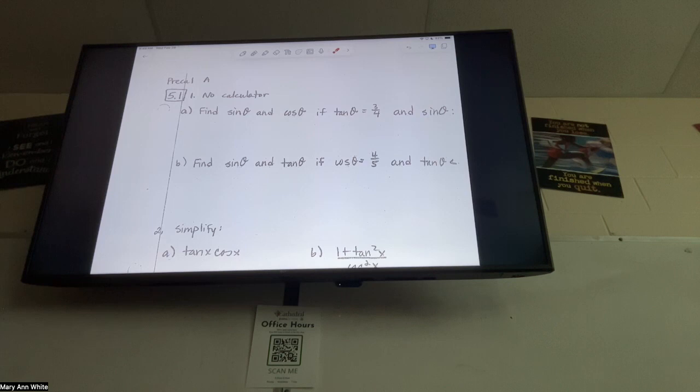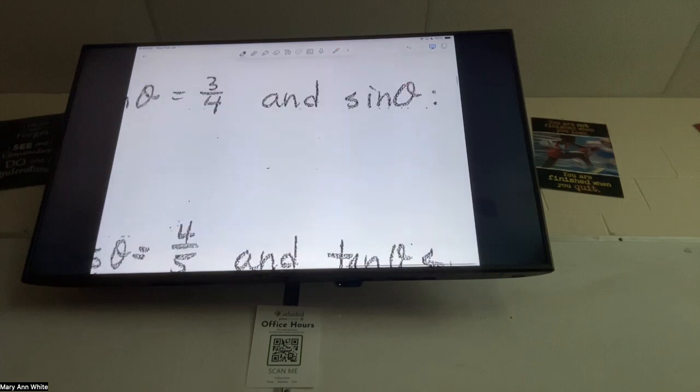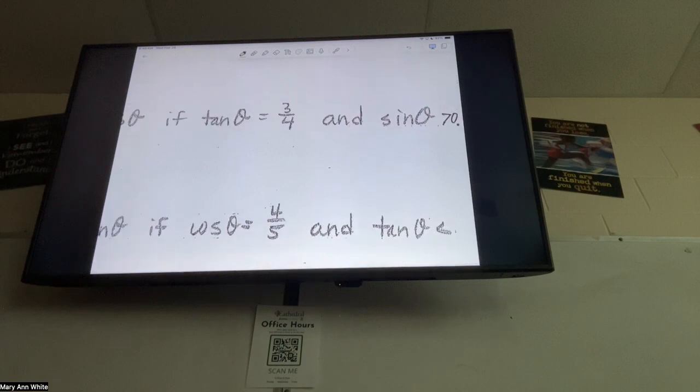So the first one says no calculator, and it says find sine and cosine if tangent of theta is 3/4, and then sine, and it looks like it got cut off. Let's say that it says sine is greater than 0. This is like those triangle problems we saw a lot of back in chapter 4, right? If tangent is 3/4, what quadrants could it be in? First, and which one? Quadrant 1 and quadrant 3.